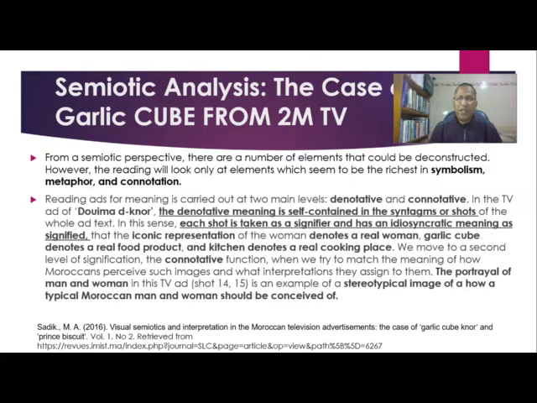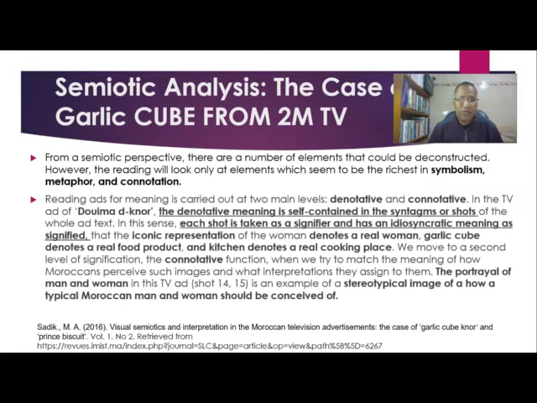metaphor, and connotation. By the way, what you have just seen is an article that they have published in IMIST, and you can find the link below. Here is "Visual Semiotics and Interpretation in Moroccan Television Advertisement: The Case of Garlic Cube and Prince Biscuit", two advertisements that are analyzed using semiotic analysis. I refer you to this link if you would like to read the full article. These are just extracts from my article.